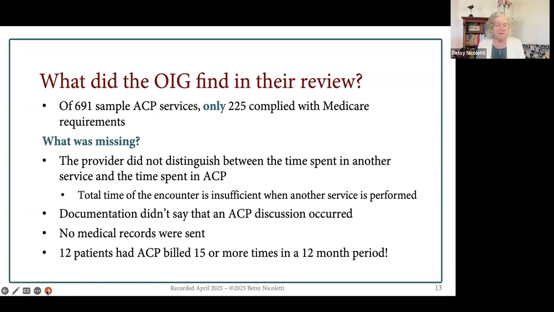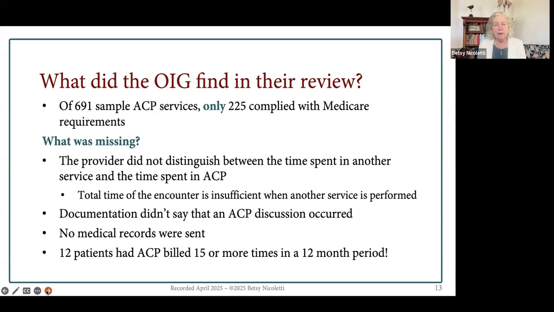12 patients had advanced care planning billed 15 or more times in a 12-month period. Now, there is no Medicare frequency restriction on how often you can bill ACP. So let's say you had a patient who had an advanced care plan, they had an advanced directive, they've got it on their record. In your chart, they have copies of it at home.